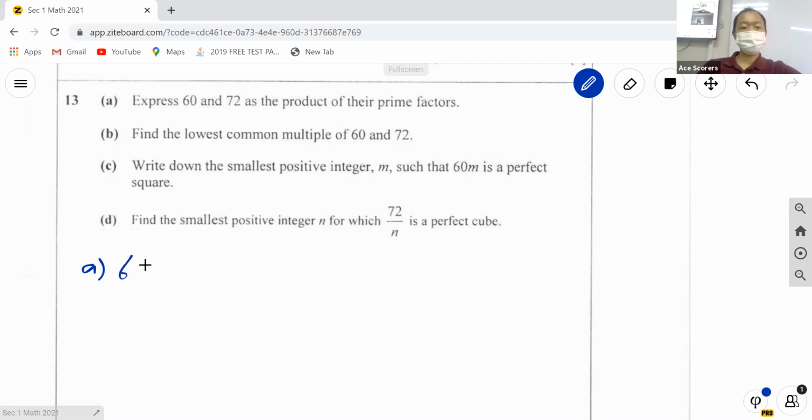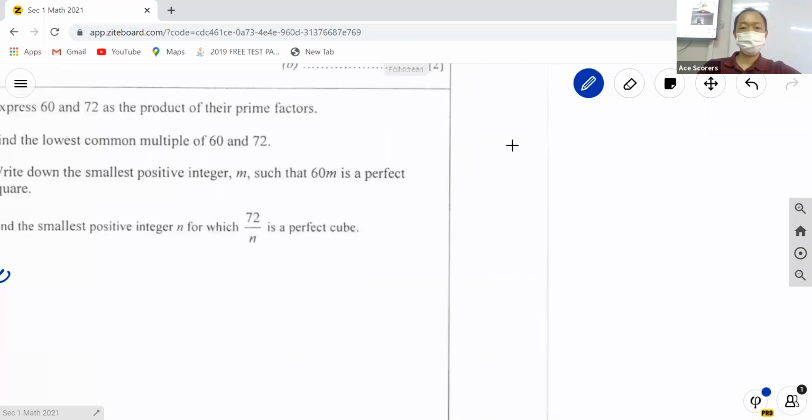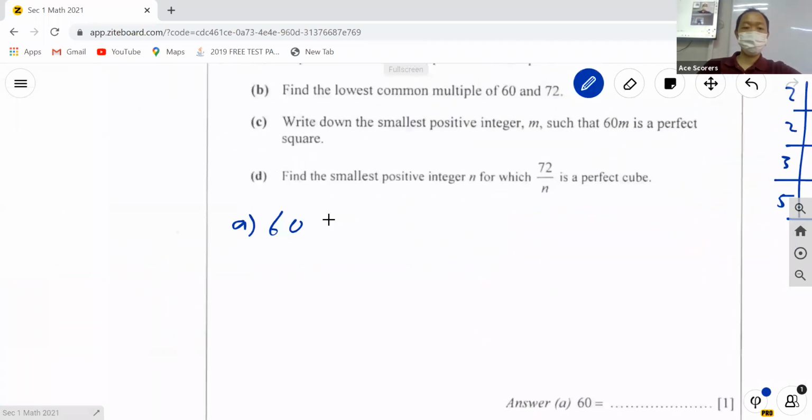So 60, in the working, usually we do this method. You divide by 2, you get 30. Then you divide by 2 again, you get 15. You divide by 3, get 5, divide by 5, you get 1. So 60 is 2 times 2 times 3 times 5. Then we write here 60 equals 2 squared times 3 times 5.